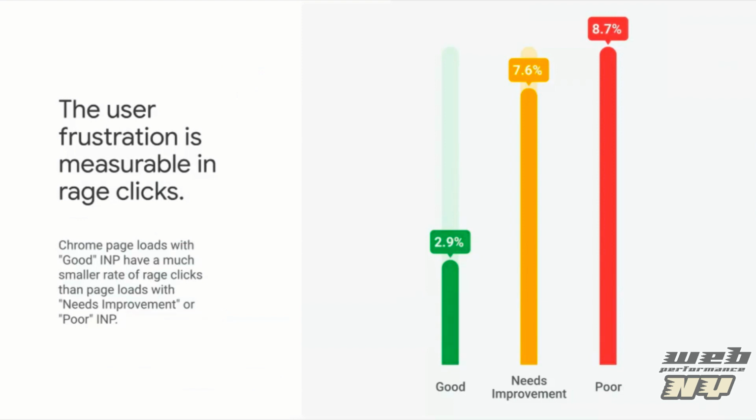And we started to measure rage clicks in Chrome. A lot of RUM providers actually measure these. This isn't a metric that we made up. But on pages that have good INP, we see about 2.9% of them also have a rage click. And if you look at poor INP, we're seeing closer to 9%. So we definitely see a lot of user frustration coming out of these very slow responses.